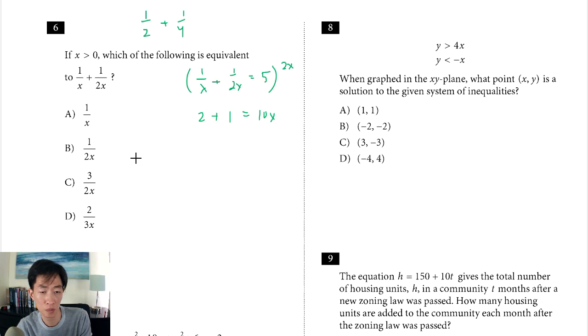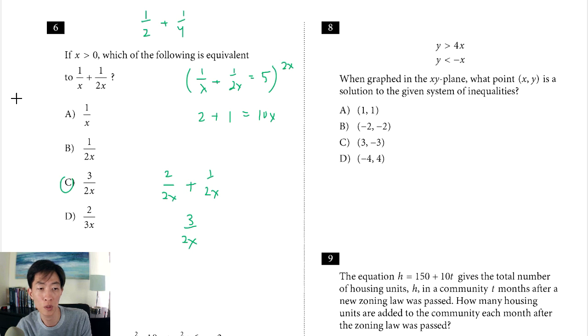So the first part becomes 2x. And how do we get from x to 2x? We multiplied by 2. So if you multiply the bottom by 2, multiply the top by 2, you get 2 plus, this one stays the same because the denominator stays the same. Now we have the same denominator, and that becomes 3 over 2x. And that's going to be answer choice C.